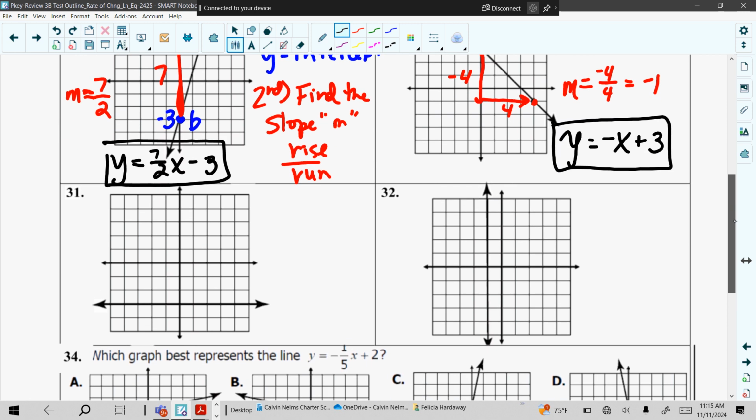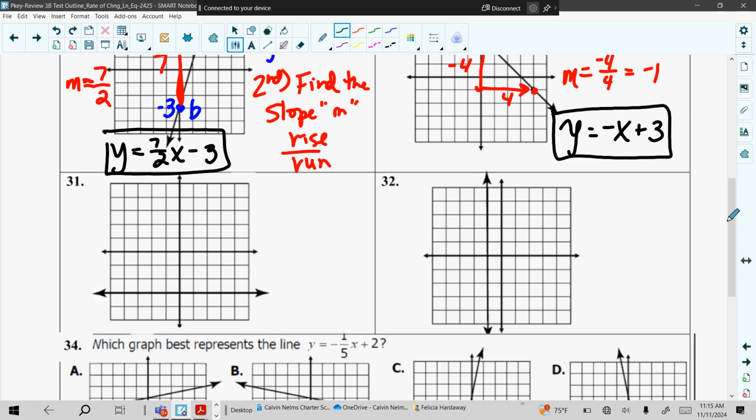All right. Now, 31. Well, that's the slope. I want the equation. So close. y equals just negative 3. Because we have the slope is 0, so we're not going to have a number in front of x.